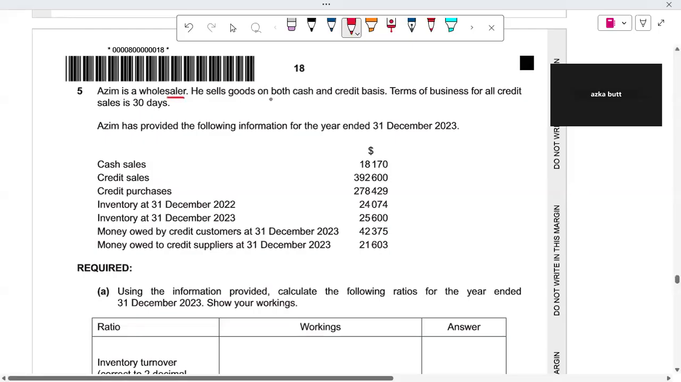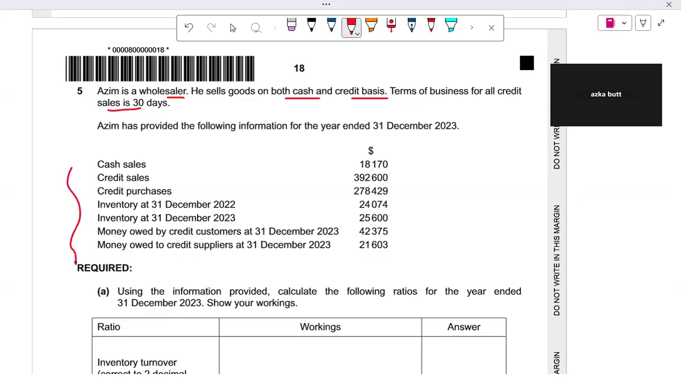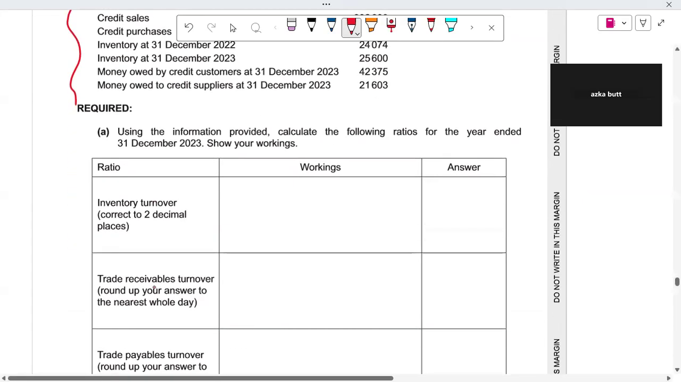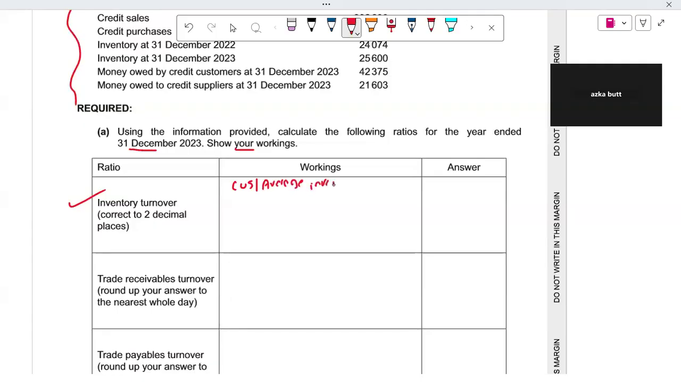Azim is a wholesaler and he sells goods on both cash and credit basis. Terms of business for all credit sales is 30 days. Azim has provided the following information. Using the information provided, calculate the following ratios for the year ended 31st December 2023. Show your working. First of all, we have to find out the inventory turnover. So what is the formula for inventory turnover? The formula is cost of sales divided by average inventory. This is the formula. How can we find out the cost of sales? Opening inventory plus purchases minus closing inventory.